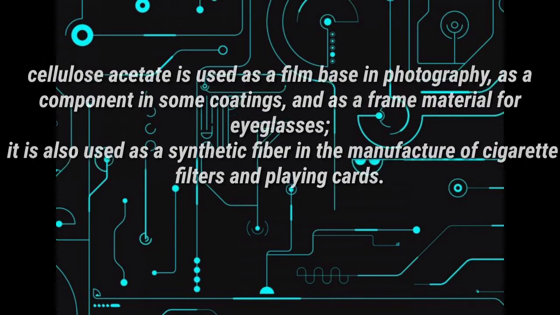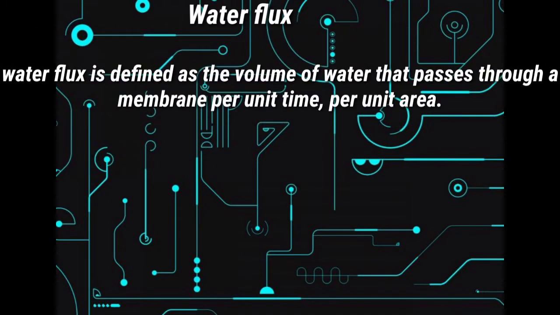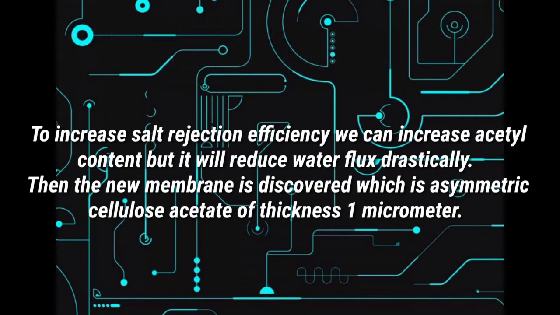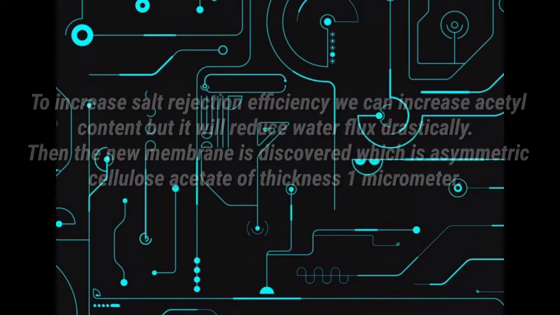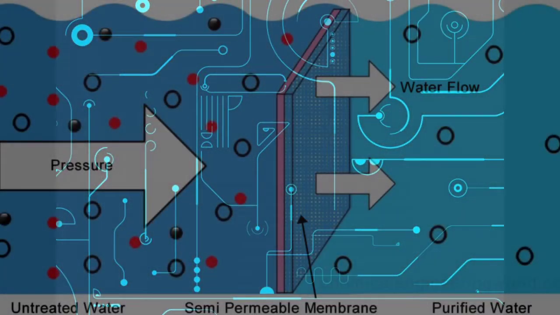So let me clarify about water flux. Water flux is defined as the volume of the water that passes through the membrane per unit time per unit area. To increase the salt rejection efficiency, we can increase acetyl content, but it will reduce water flux drastically. Then a new membrane was discovered, the asymmetric cellulose acetate of thickness 1 micrometer. So guys, I hope you are clear about this process.